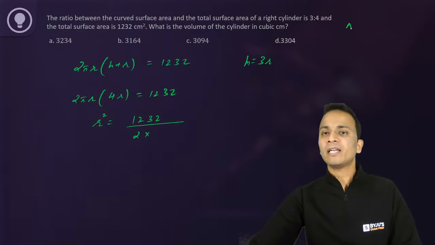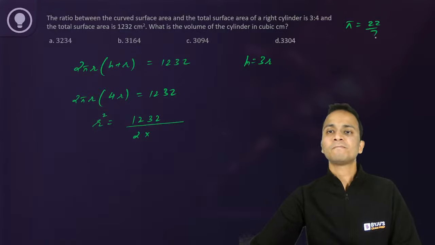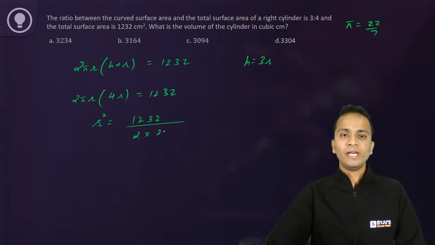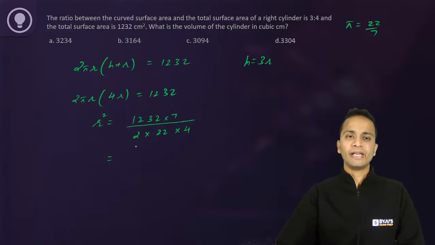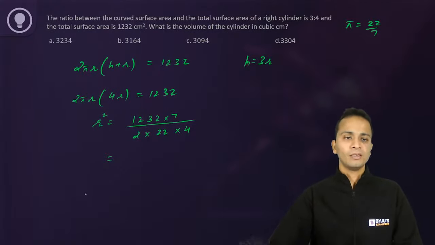Pi can be taken as 22 by 7. Okay, so 22 divided by 7, 2 pi, and then 4 will also come in the denominator. Now upon cancellation, what will be the value of r that we are getting? R का value क्या आ रहा है? So simplify करते हैं इसको. So सबसे पहले 2 cancel out कर देता हूं मैं.